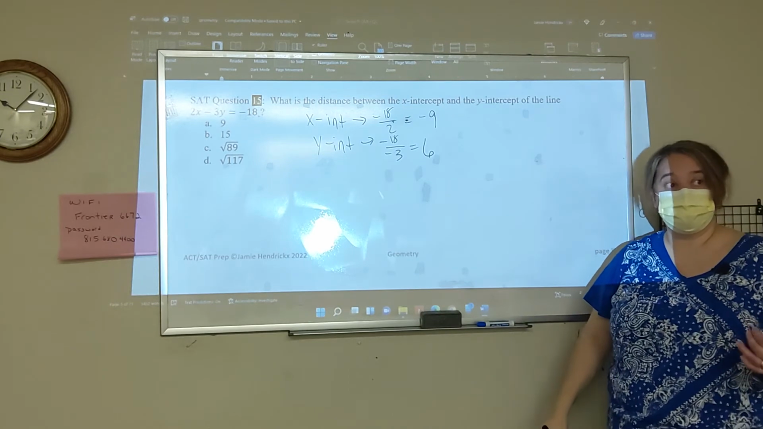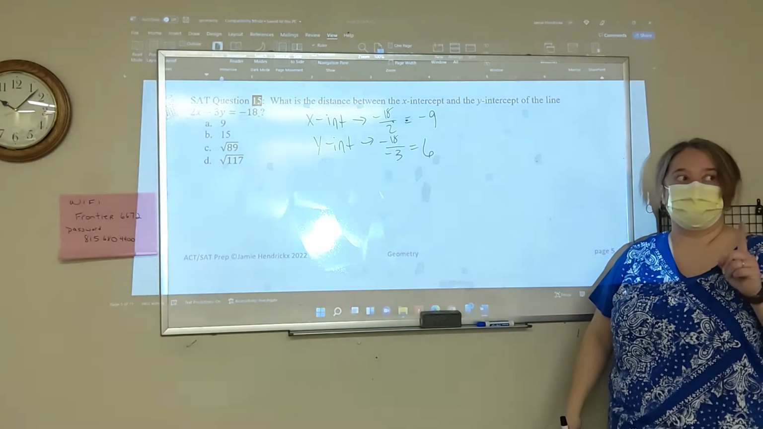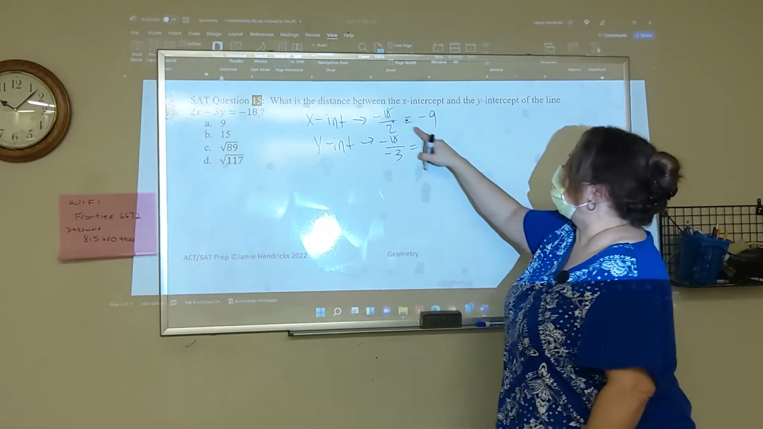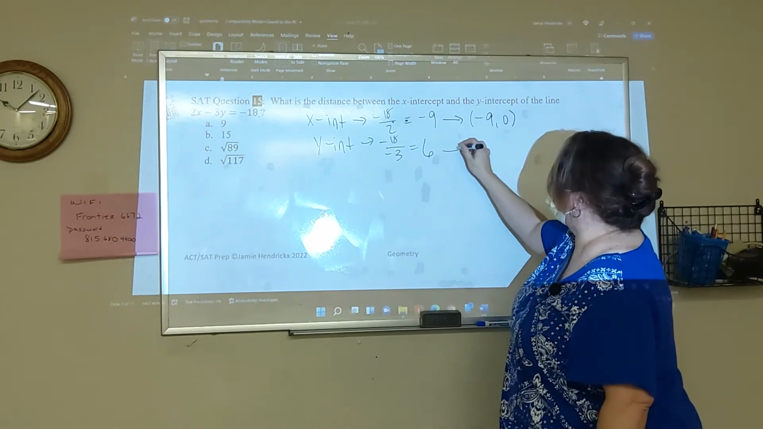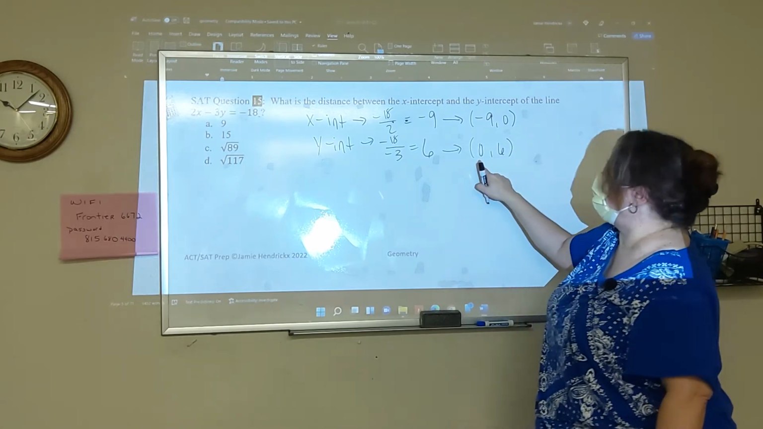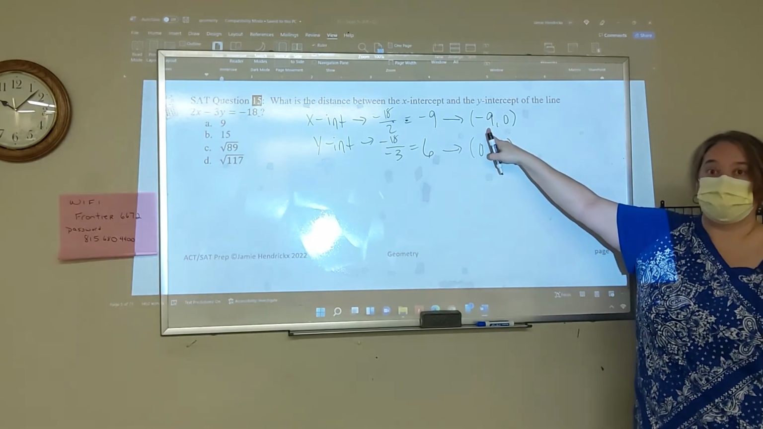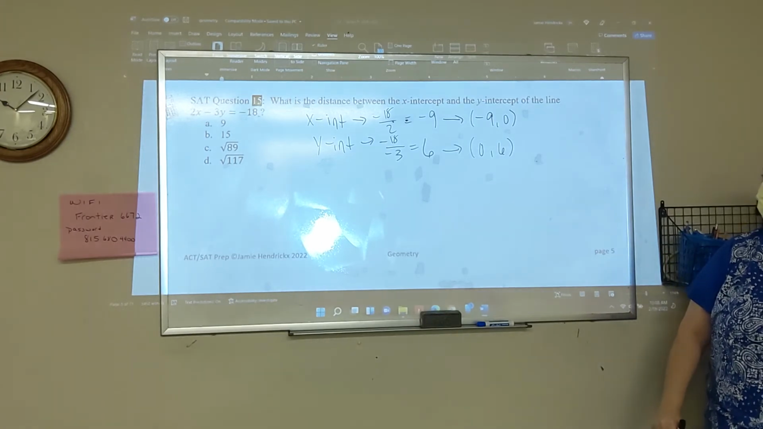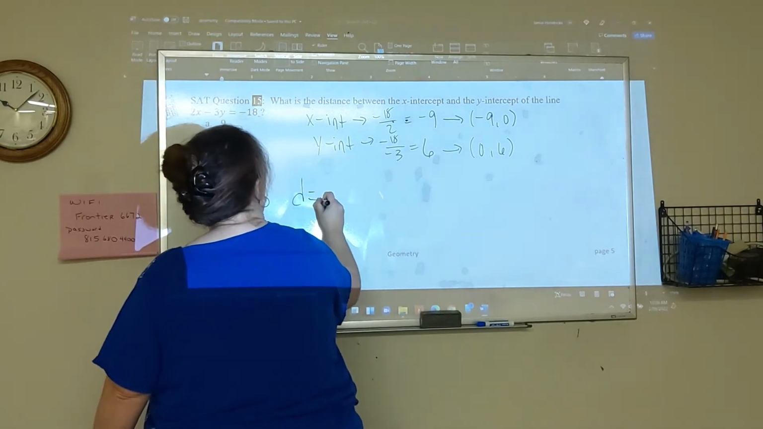Now, if I want the distance between these, I need to use my distance formula, but that involves coordinate points. So I need to rewrite these as coordinate points. An x-intercept of -9 means that my x is -9 and my y is 0. A y-intercept of 6 means that my x is 0 and my y is 6, because it's 6 on the y-axis. This is -9 on the x-axis. Now that I have two coordinate points, I can do my distance formula.